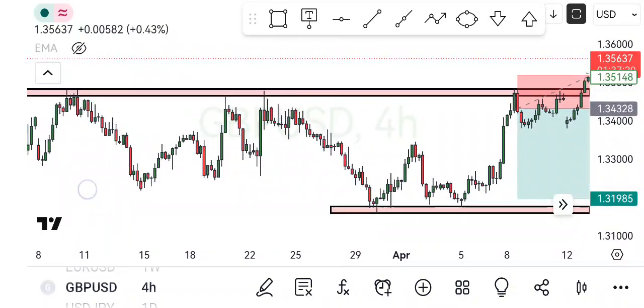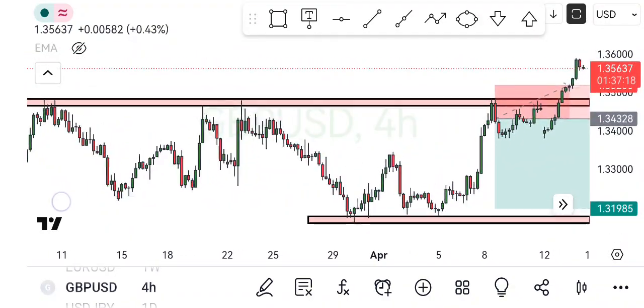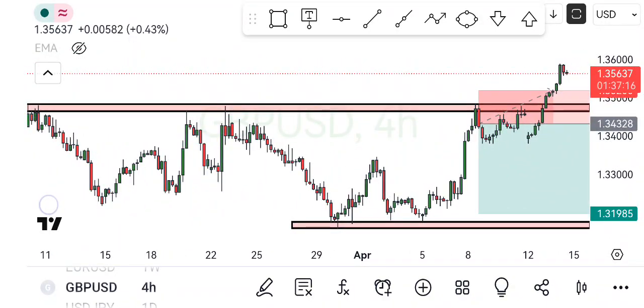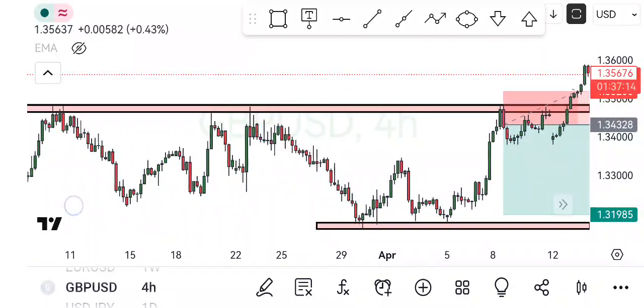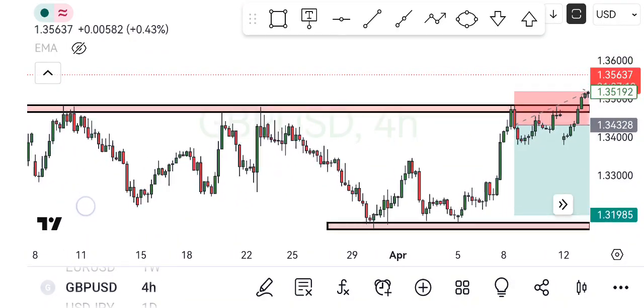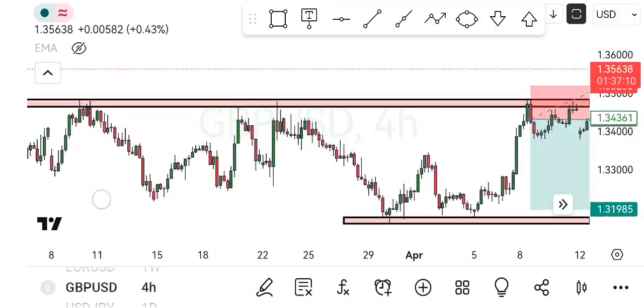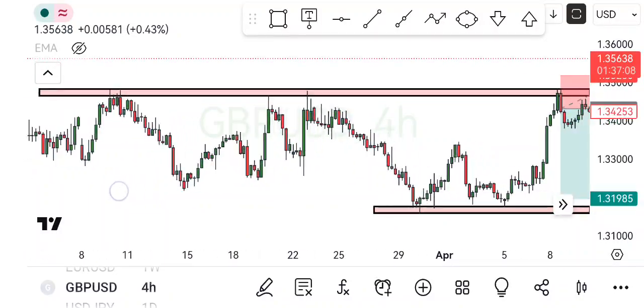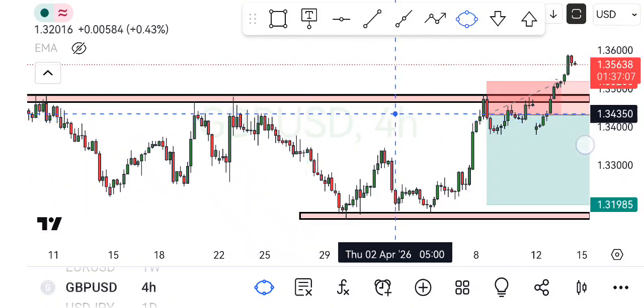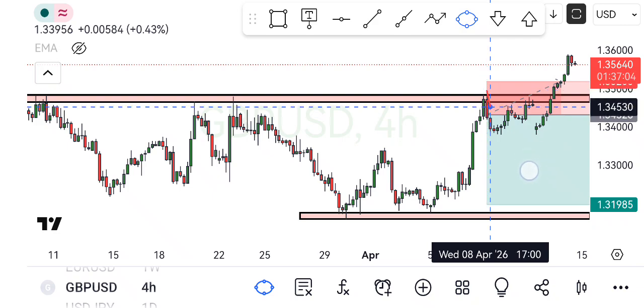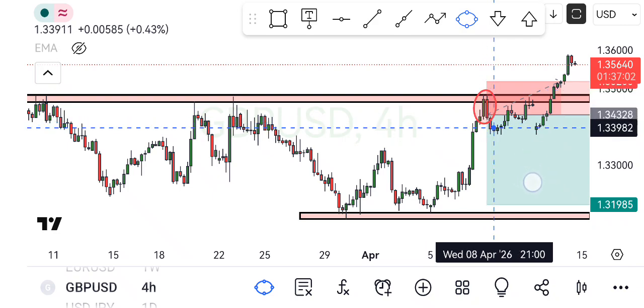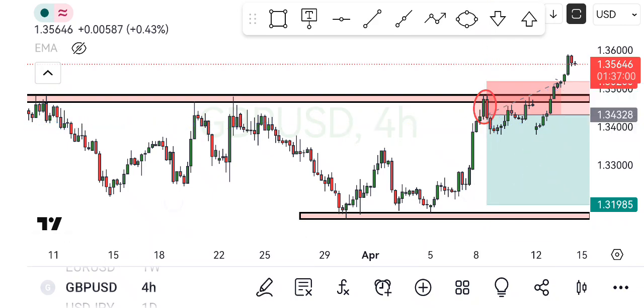I want to discuss with you this trade. Took a very beautiful setup which I will take any time of the day. So I entered after this bearish engulfing pattern.